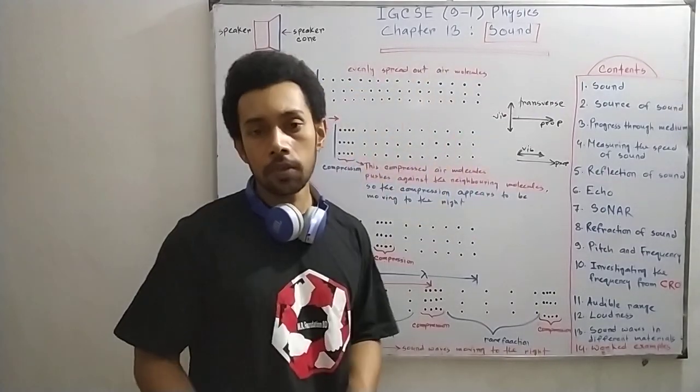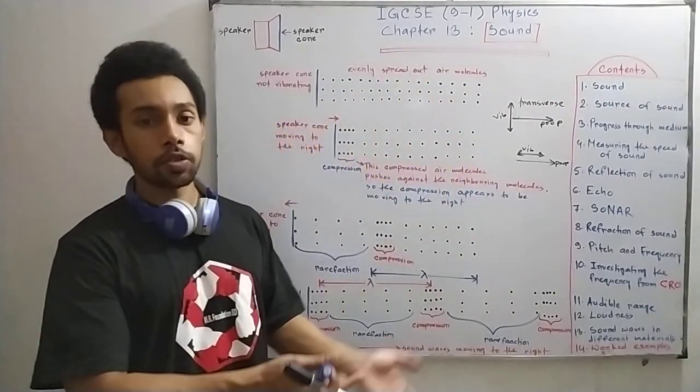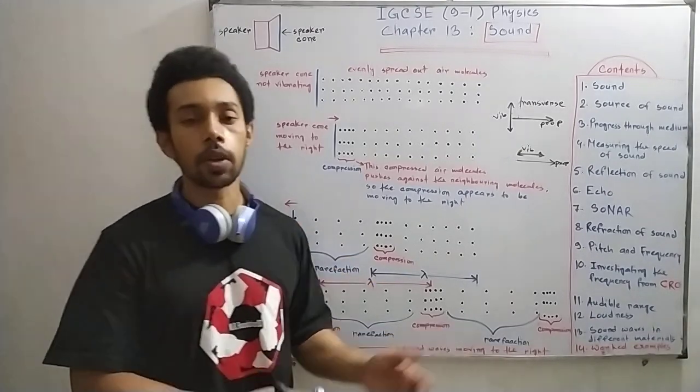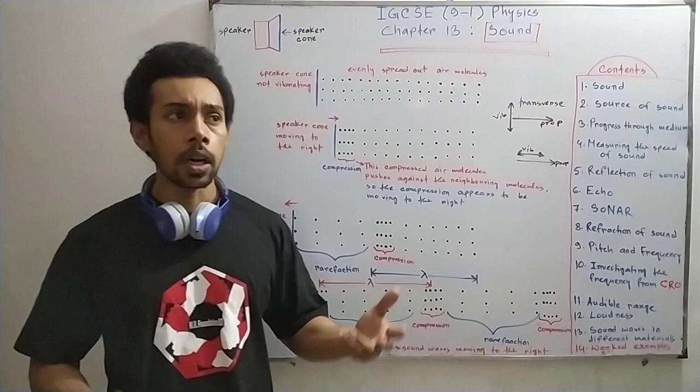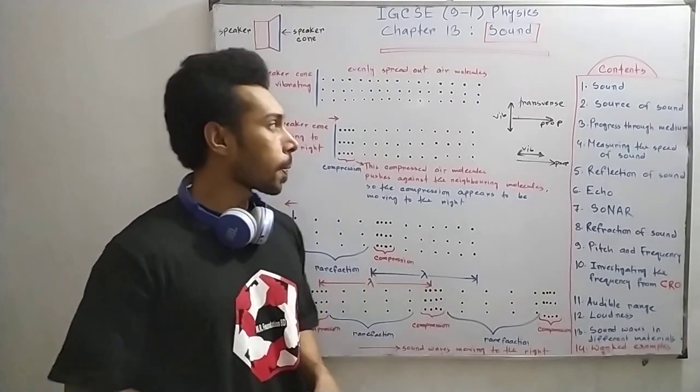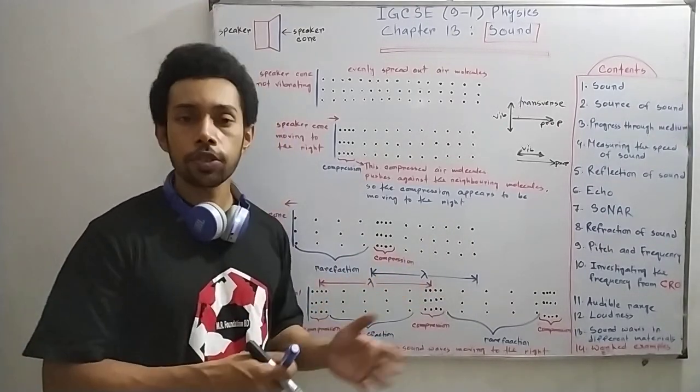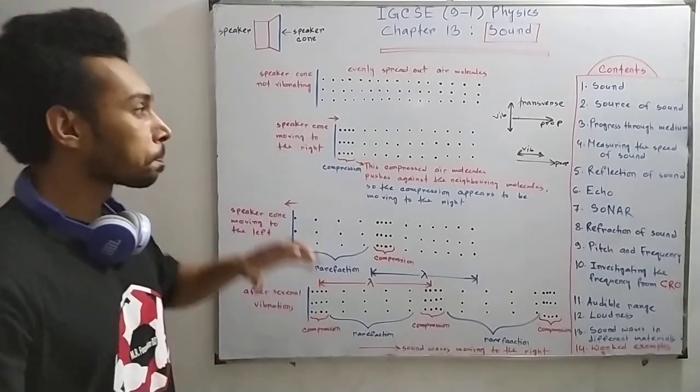Okay, so sound is a longitudinal wave. There are also other forms of longitudinal waves like P waves and tsunami waves. Okay, and you can also produce a longitudinal wave in a slinky spring as well.